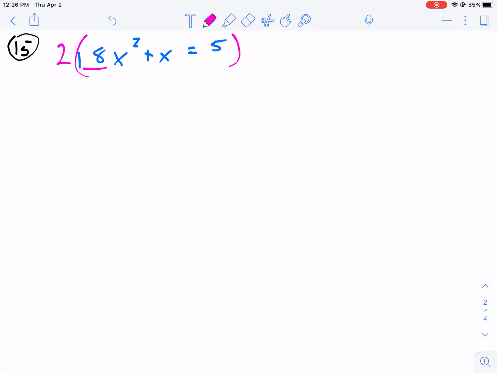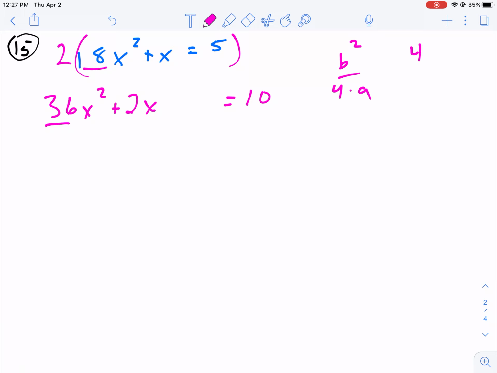Okay, number 15. So now we're going to have 36x squared plus 2x equals 10. So now from here, we're going to solve by completing the square. But you notice that there is a number in front of that a. So we're going to have to do our b squared divided by 4 times a. So our b is 2.